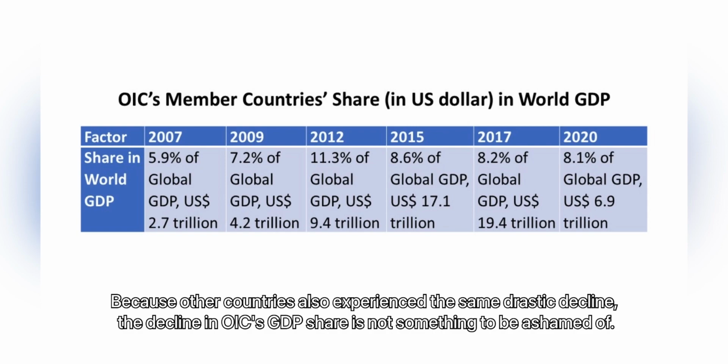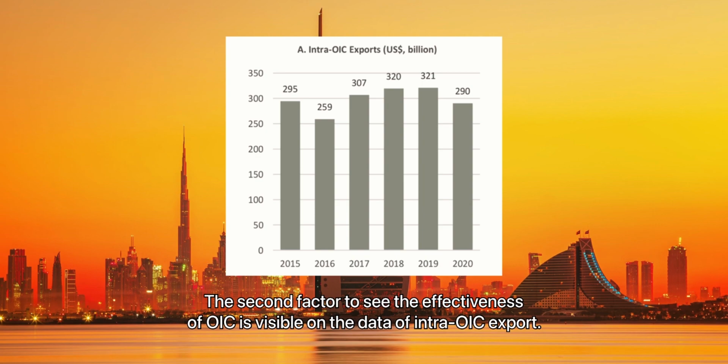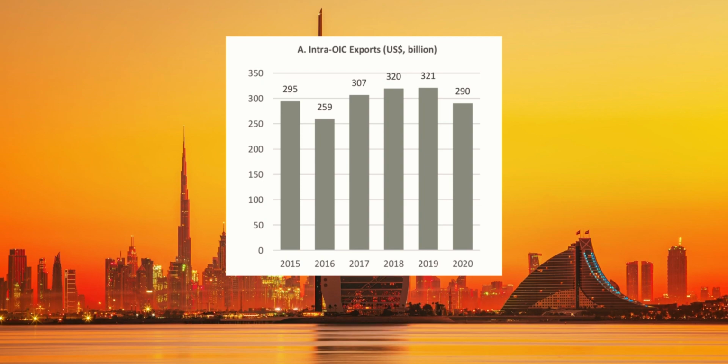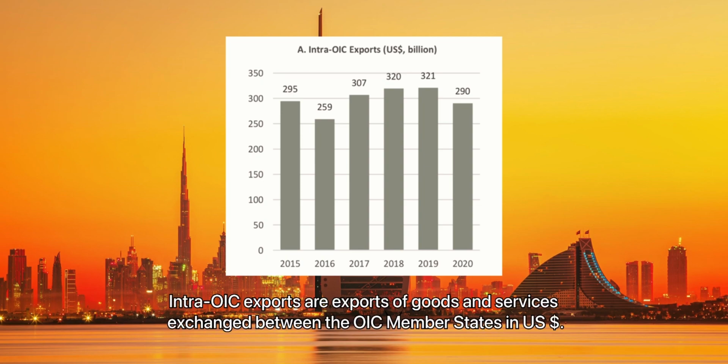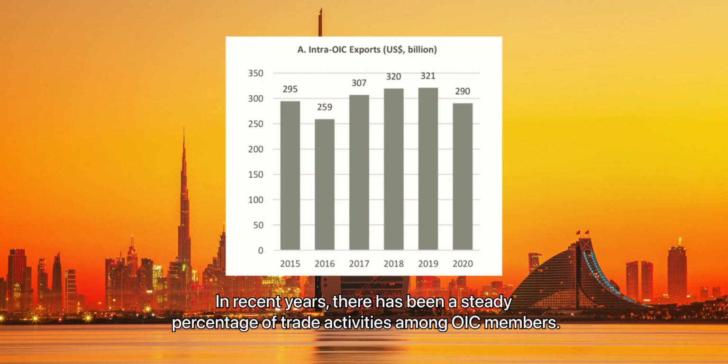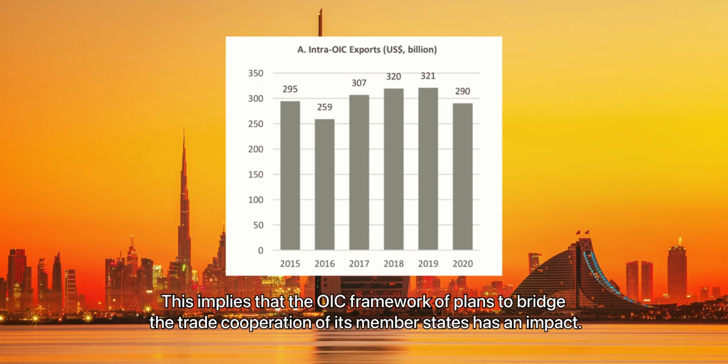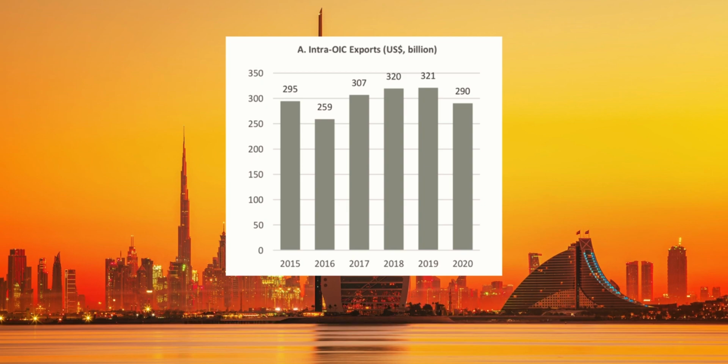The second factor to see the effectiveness of OIC is visible in the data of intra-OIC export. Intra-OIC exports are exports of goods and services exchanged between the OIC member states in US dollars. In recent years, there has been a steady percentage of trade activities among OIC members. This implies that the OIC framework of plans to improve the trade cooperation of its member states has an impact.